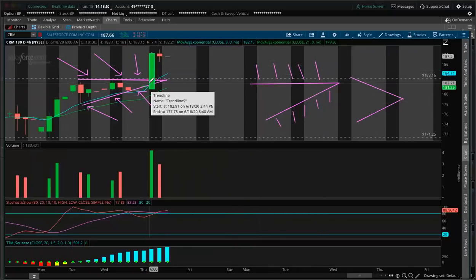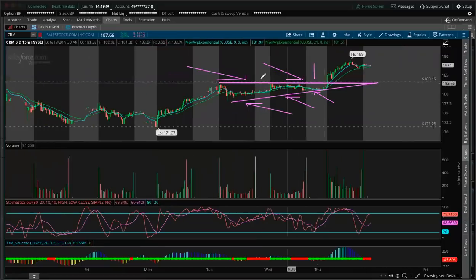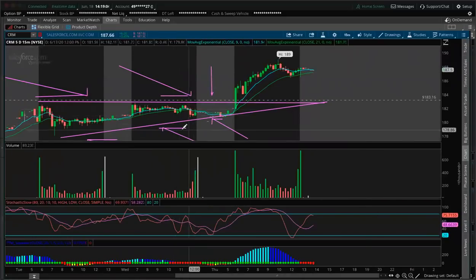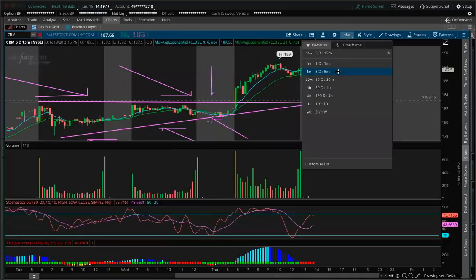So when I was looking at this, I was like, okay, there's a clear ascending triangle on CRM. And if you look at the 15-minute, I was trying to see when this would essentially break out, because as you can see, I thought it might have broken out here or here, but it ended up breaking out right at the open.